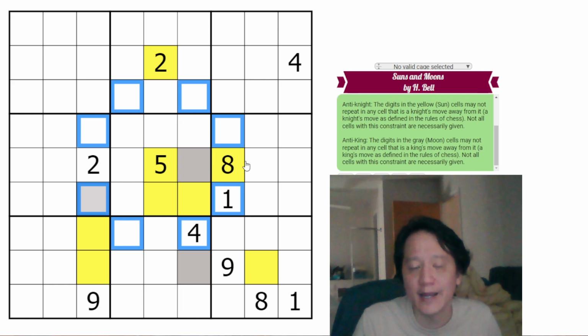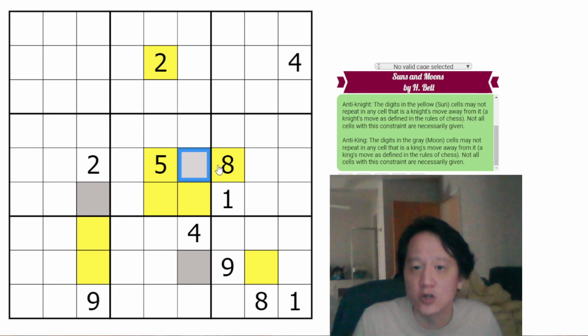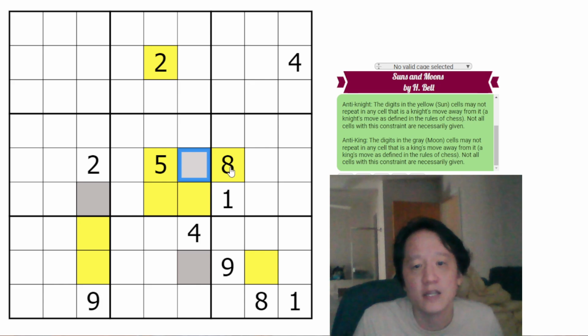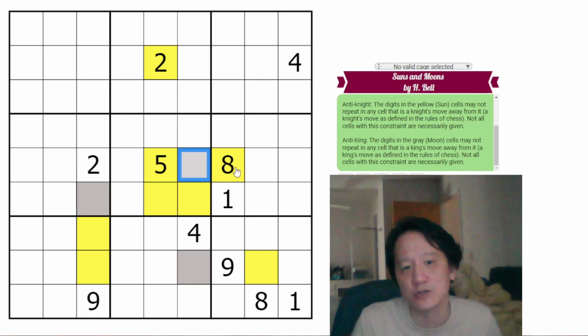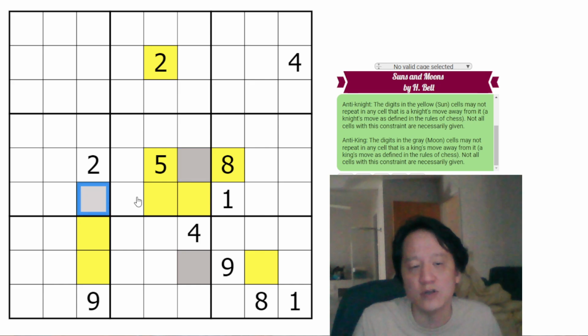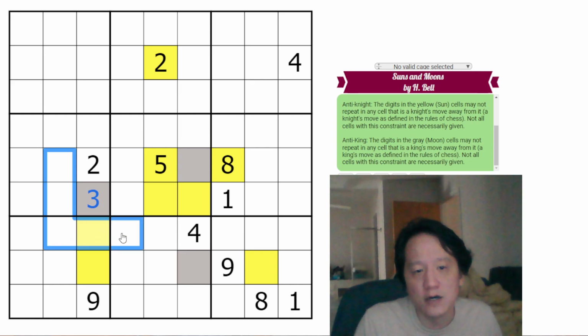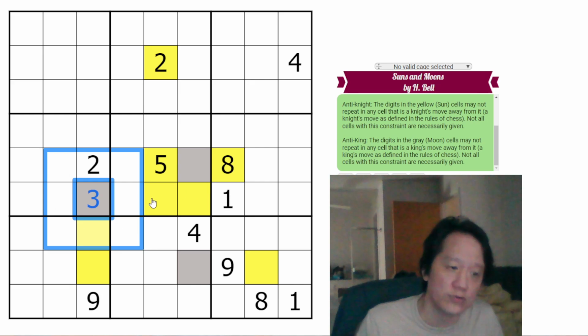Okay. Anti-king. The digits in the gray moon cells may not repeat in any cell that is a king's move away from it. A king's move is as defined in the rules of chess. Not all cells with this constraint are necessarily given. So, for example, if this were, say, a 3 or whatever, none of the cells directly surrounding it can be a 3, along with normal Sudoku rules.